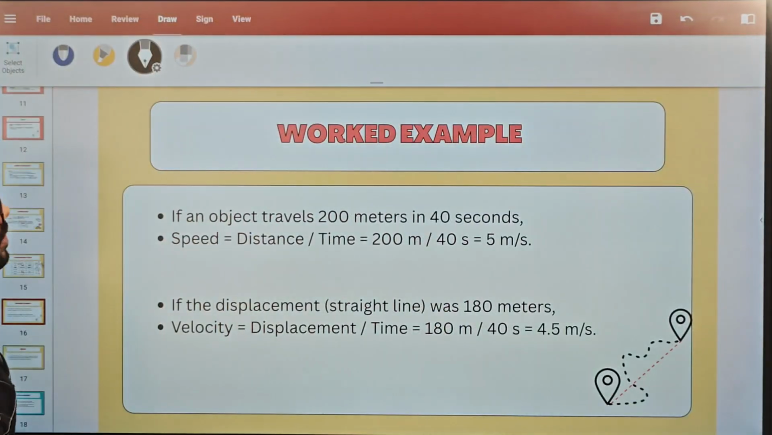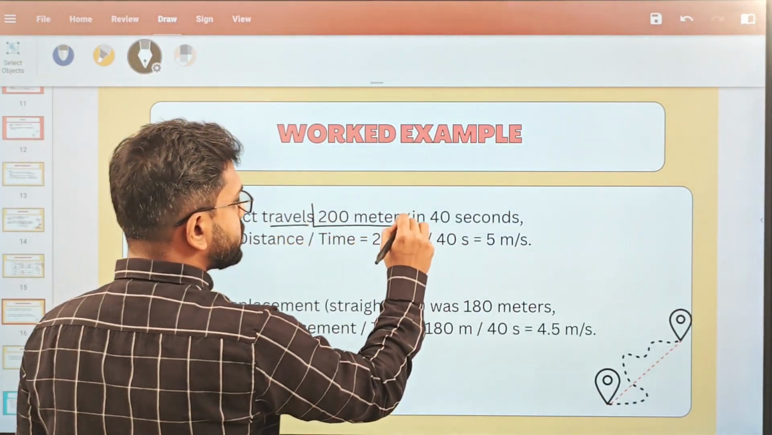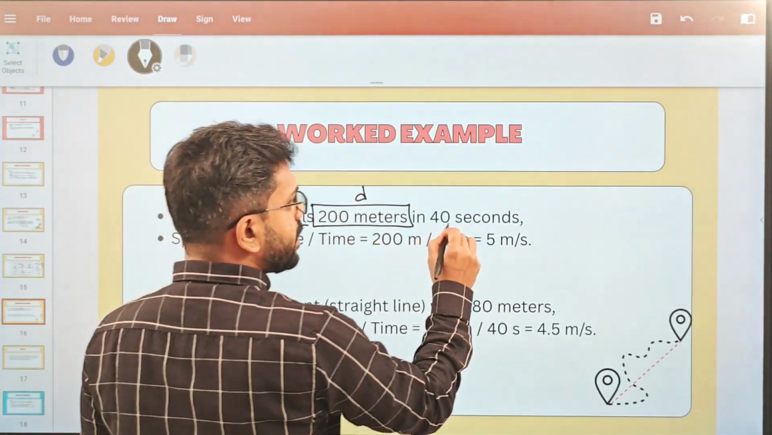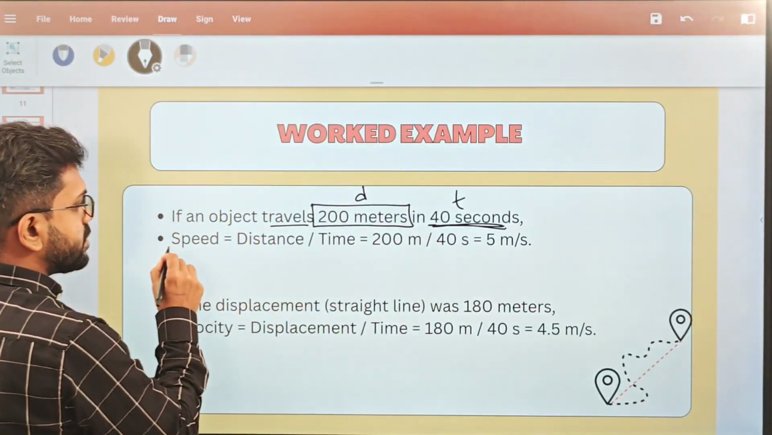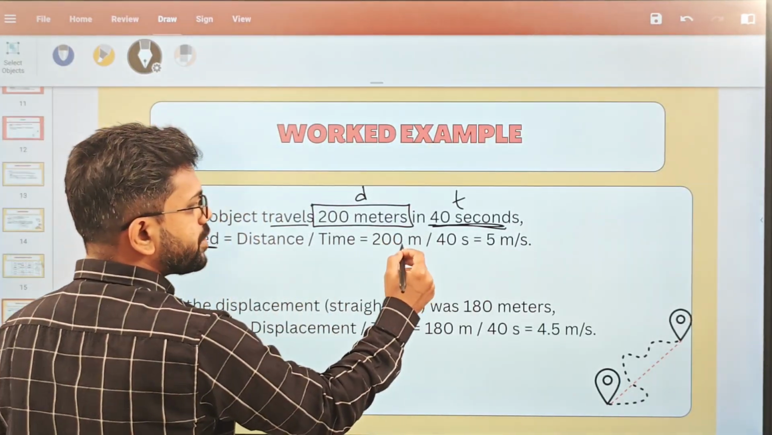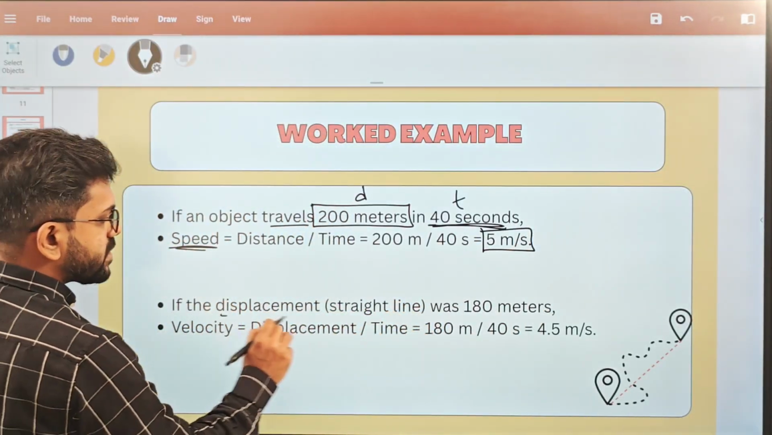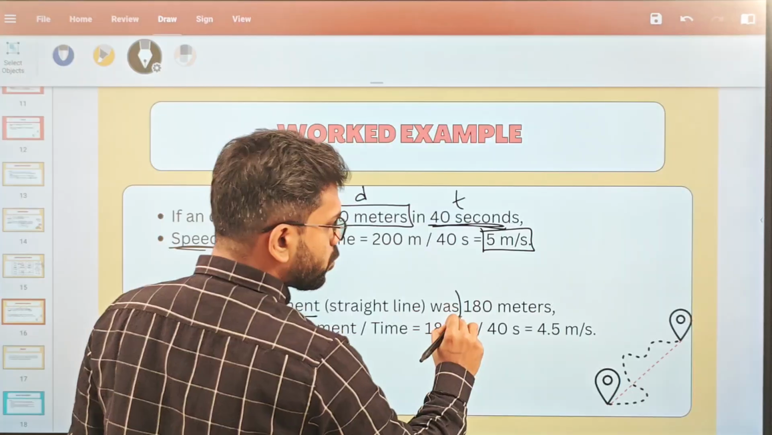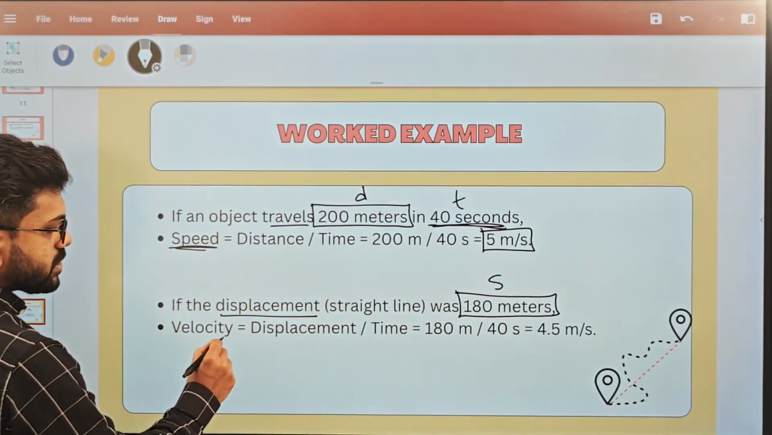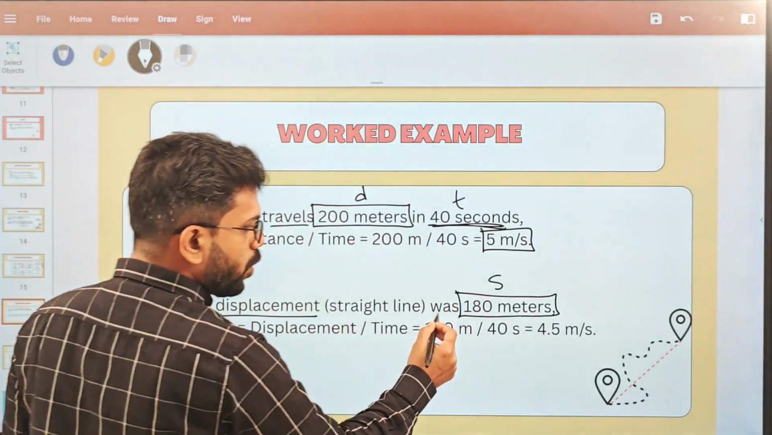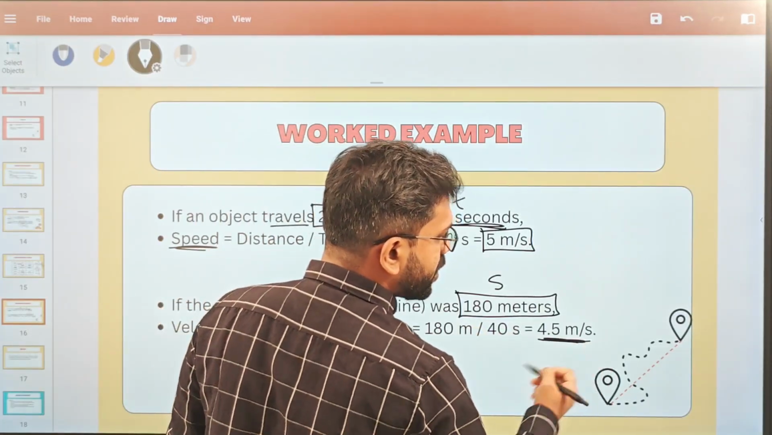Let's have a look at an example. It says if an object travels 200 meters, 200 meters is the distance, in 40 seconds time. So distance and time given, you can easily calculate speed. Speed equals distance over time. So 200 divided by 40, you get 5 meter per second. In the case of displacement, let's say the displacement is 180 meters and the time remains the same, 40 seconds. So velocity is displacement over time, 180 over 40 seconds. If you calculate this, you'll get 4.5 meter per second.